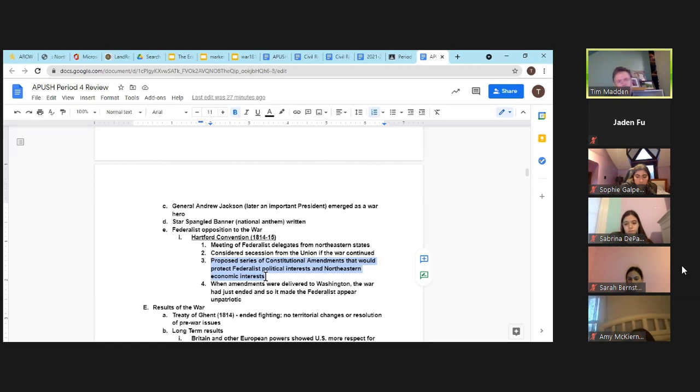They had one that you couldn't have two presidents in a row from the same state because they were bothered that Madison became president after Jefferson. So they had all of these amendments that really would have given the Federalists a minority veto. If you had just over a third, you could block. Say 65% of Congress was Democratic Republican, the 35% that was Federalist would be able to block what they wanted to do.